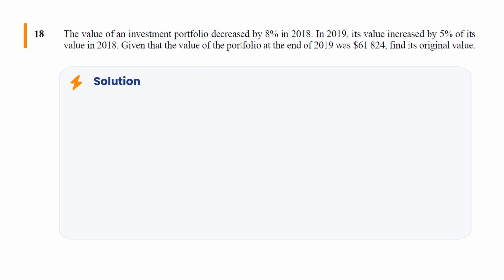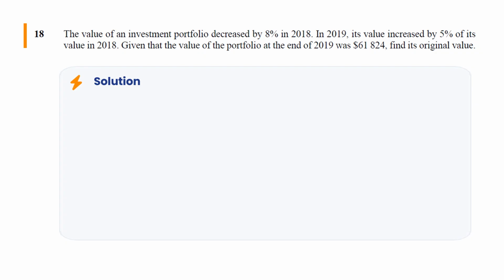And we are asked to find the original value. So this is different from the previous one. In the previous one, we were given the amount in 2018. With the amount, we found 2019. And then with 2019, we found 2020. So this is the reverse. This is working backwards. But not to worry. The concept is still the same.